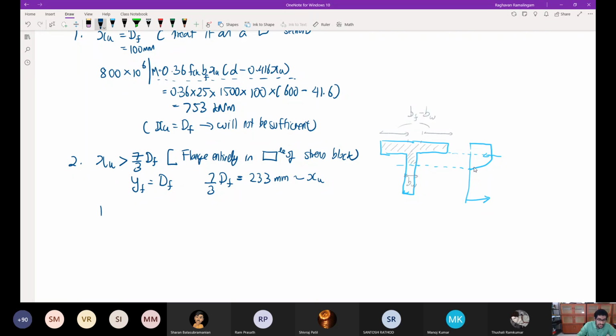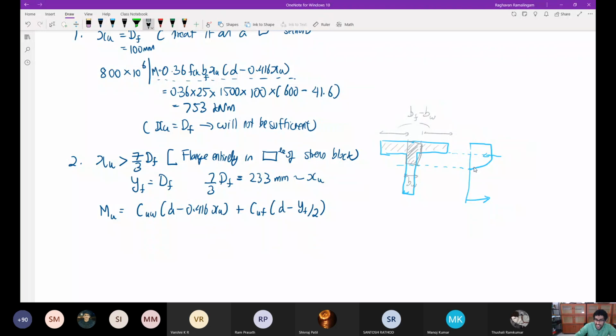So your moment of resistance MU is given as, I'll tell you what these things are. Compression in the web into D minus 0.416 XU, plus compression in the flange into D minus YF by 2. This whole thing gives you the moment for this case. Now, what is the meaning of this expression? It's actually very simple. It just tells you that you have one rectangular beam like this.